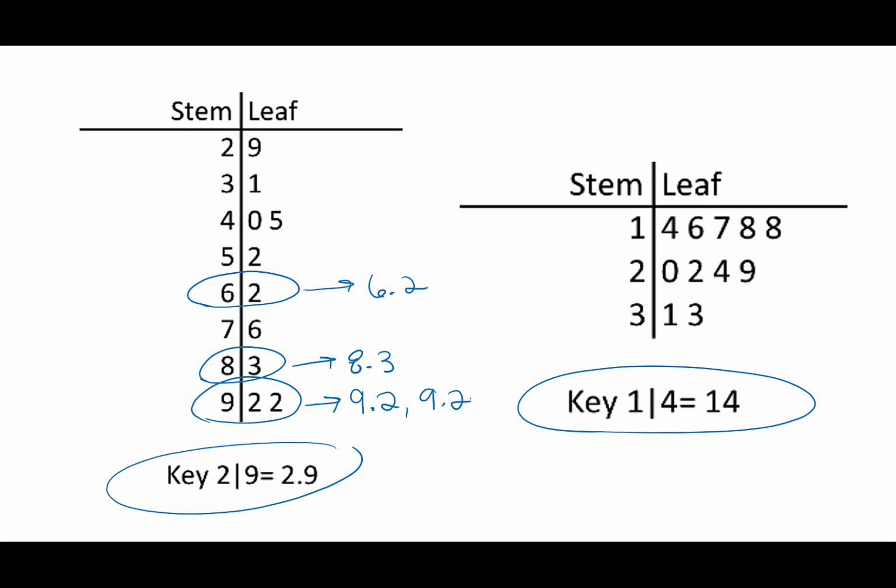Now look at the one on the right; the key is slightly different. For this graph, if the stem is 1 and the leaf is 4, it's the whole number 14. So when the stem is 3, this means there's a data point 31 and a data point 33. A stem of 2 means there's a data point of 20, 22, 24, and 29. So it's an interesting way to organize numerical data, and let's go ahead and try one.